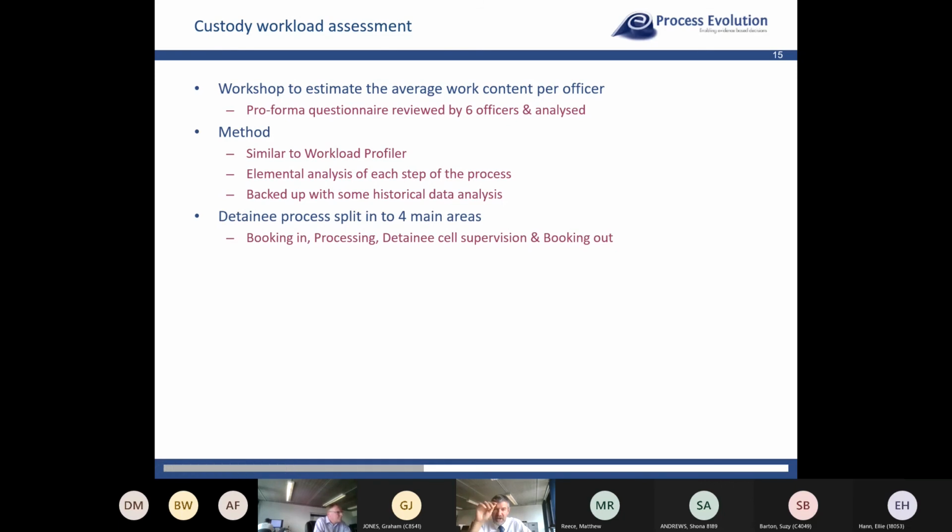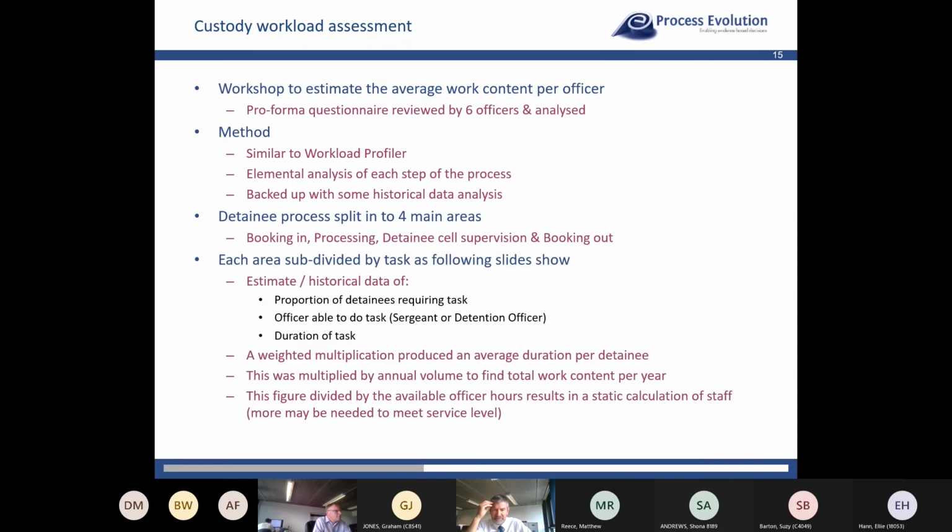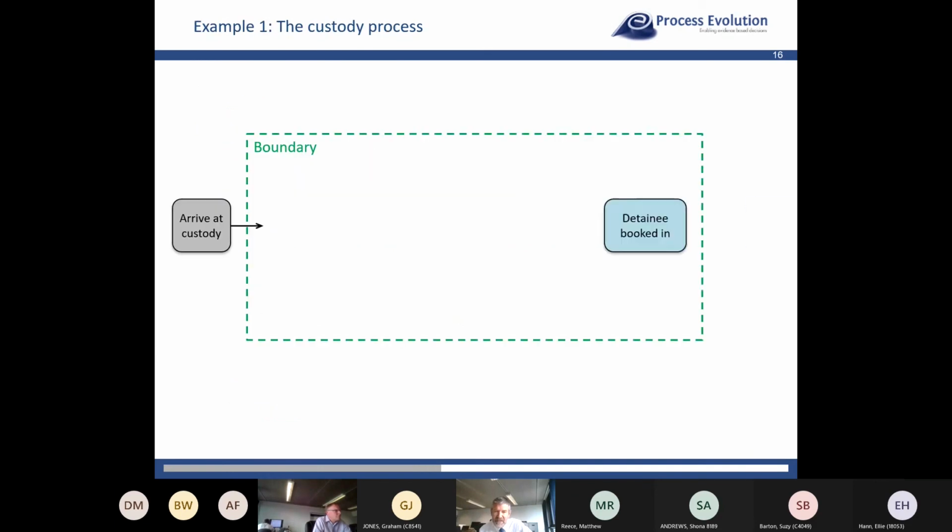So in our work, we've split the detainee process into 4 main areas. There's booking in, processing, detention in cell, or the supervision of the detainees in cell, and booking out. And then each area is subdivided by task, as you'll see in the following slides. And again, the thing here is to estimate and use historical data as best you can to work out the overall time.